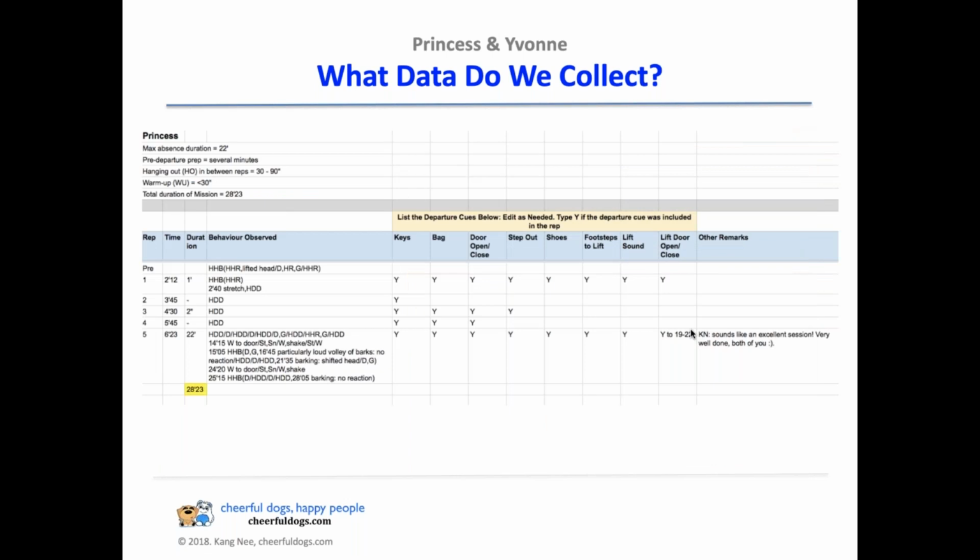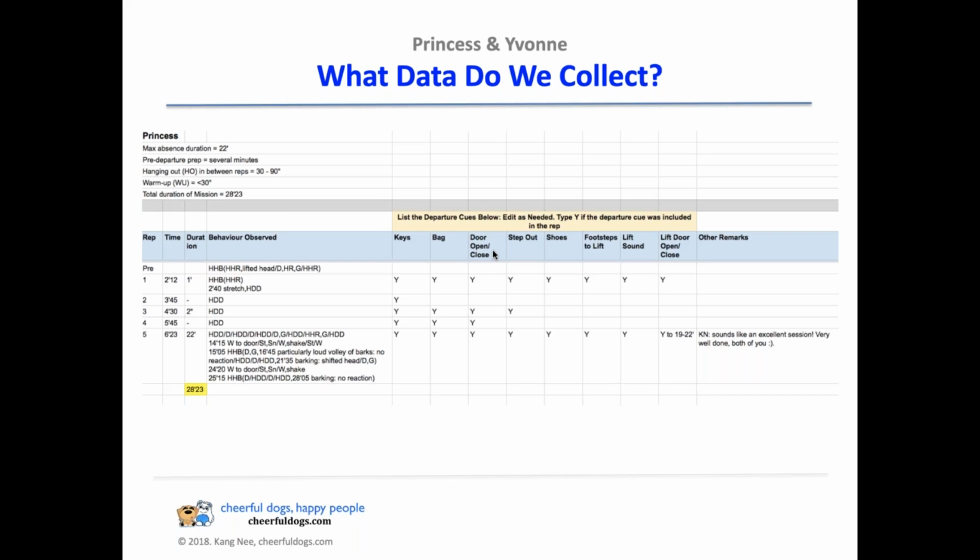This is an example of a data form that we use to collect data for Princess. So remember we spoke about triggers, the events that tip off a dog that you're about to leave. So in blue, these are the triggers that we are working on in this particular exercise. Yvonne picking up her keys, her school bag, opening the door, stepping out, locking the door, putting on her shoes, walking to the elevator, calling for the elevator, the door opening and closing, right?